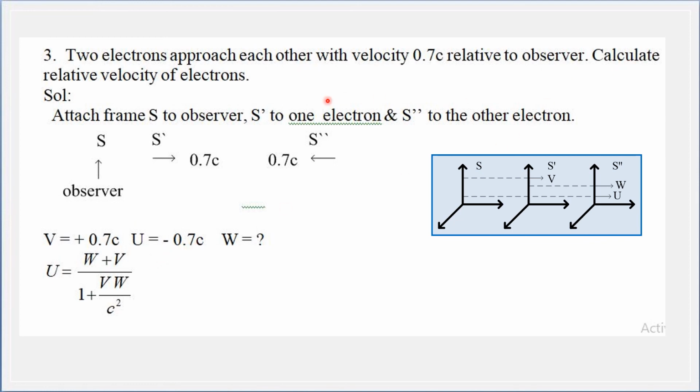Then you have to calculate the relative velocity of the electron. That is the velocity at which one electron moves with respect to the other electron, that means the velocity at which the third frame moves with respect to the second frame. That is nothing but w. So w you have to find out. We are given v and u, and w you have to find out. So this is how to solve this problem.